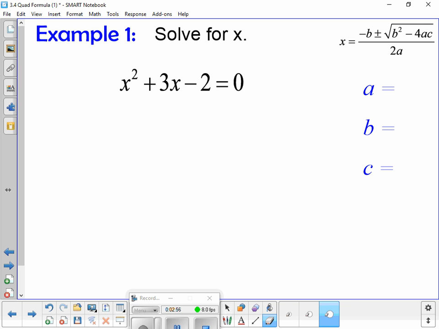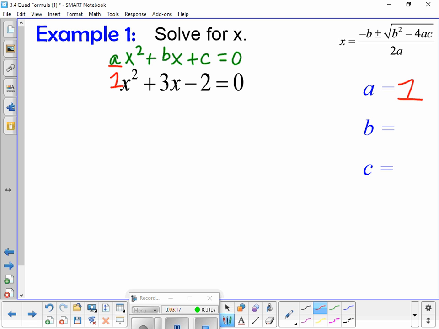If it is not factorable and you want to use the quadratic formula, the first thing that you need to do is identify what a, b, and c are for your equation. So it looks like our equation is currently in the correct form. Our a in this equation will be 1. b is the number 3. And our c is going to be negative 2. And the negative definitely is important there.